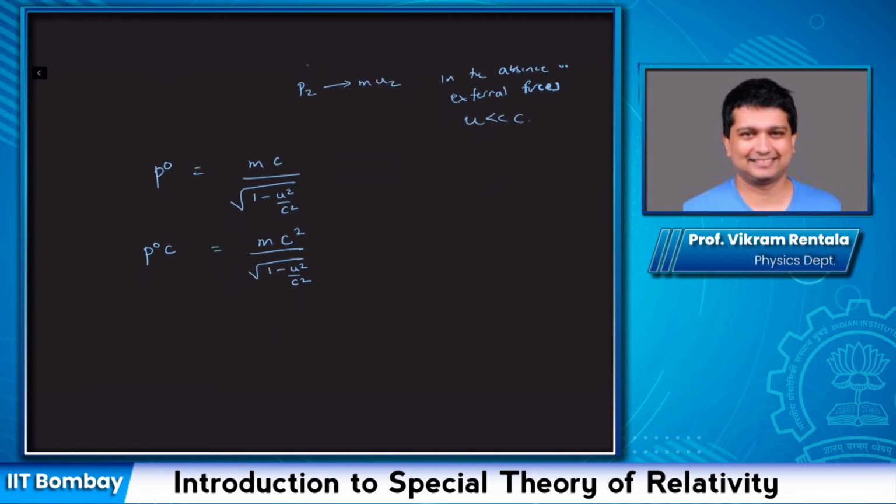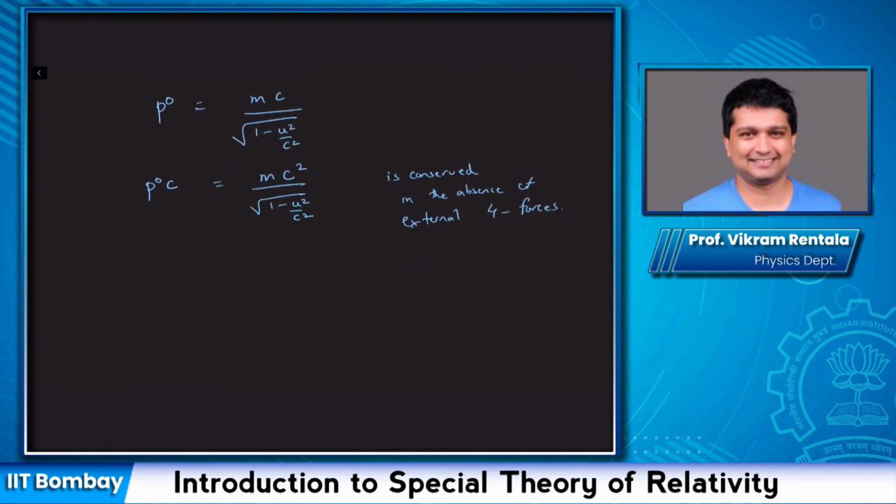Now, this quantity, the claim is that this is conserved. The generalized Newton's law would tell us that this is conserved in the absence of external four-vector forces. So now let's ask, what is this quantity? Maybe we can gain some intuition by asking what this is in the limit that u is much, much less than c. So p0c would just be mc squared in that limit.